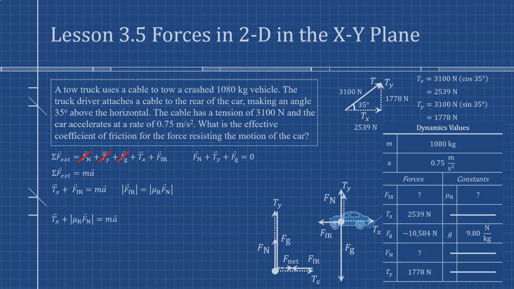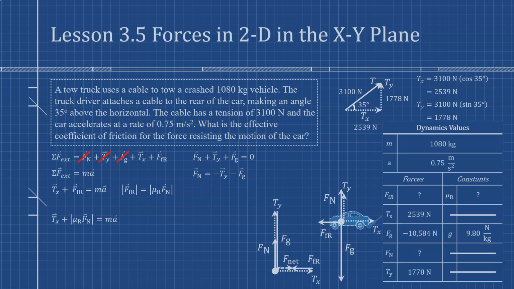And then I can note that I know the y component of the tension and I know gravity. So I'm going to rearrange my equation. I like to rearrange my equation so that my unknown variable that I'm looking for is on a side by itself. And then on the other side of the equal sign, I'm going to have negative y component of tension minus the force of gravity.